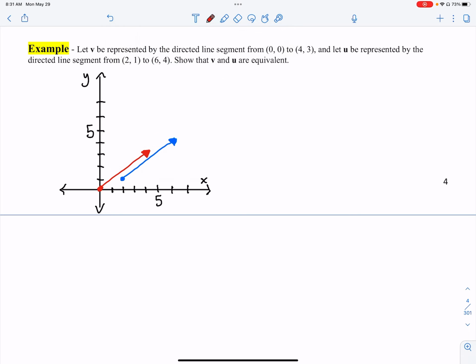Okay, so for V, do that in red. The first thing I want to find, if I want to find the length, I'm going to use what is called the distance formula. All right, so I'm going to write this down for you in case you forgot.